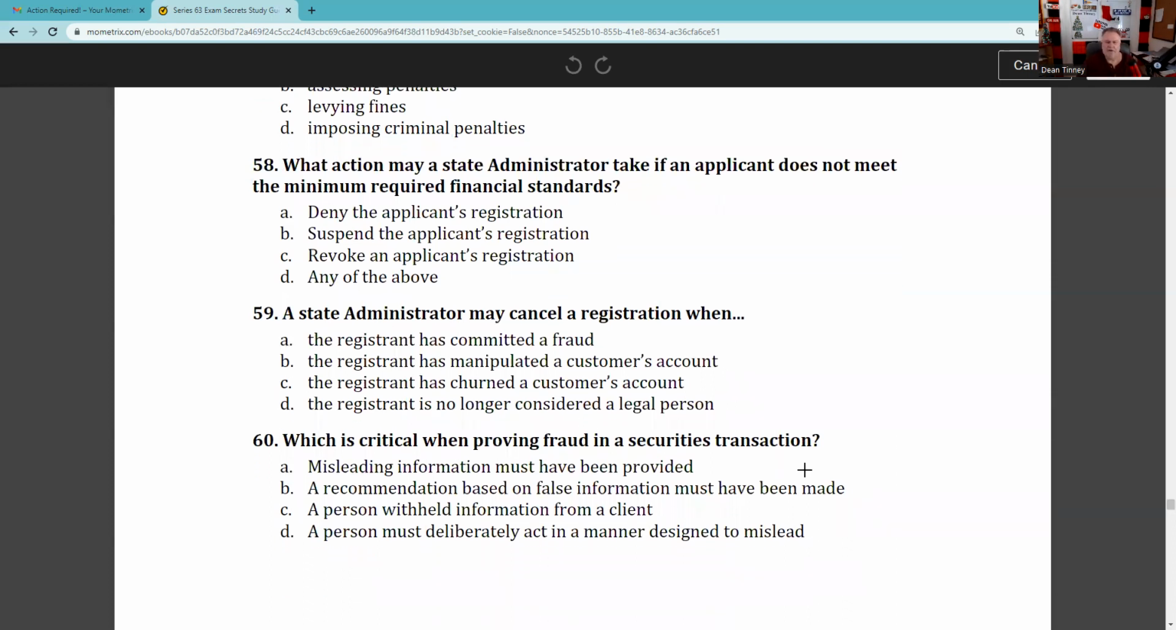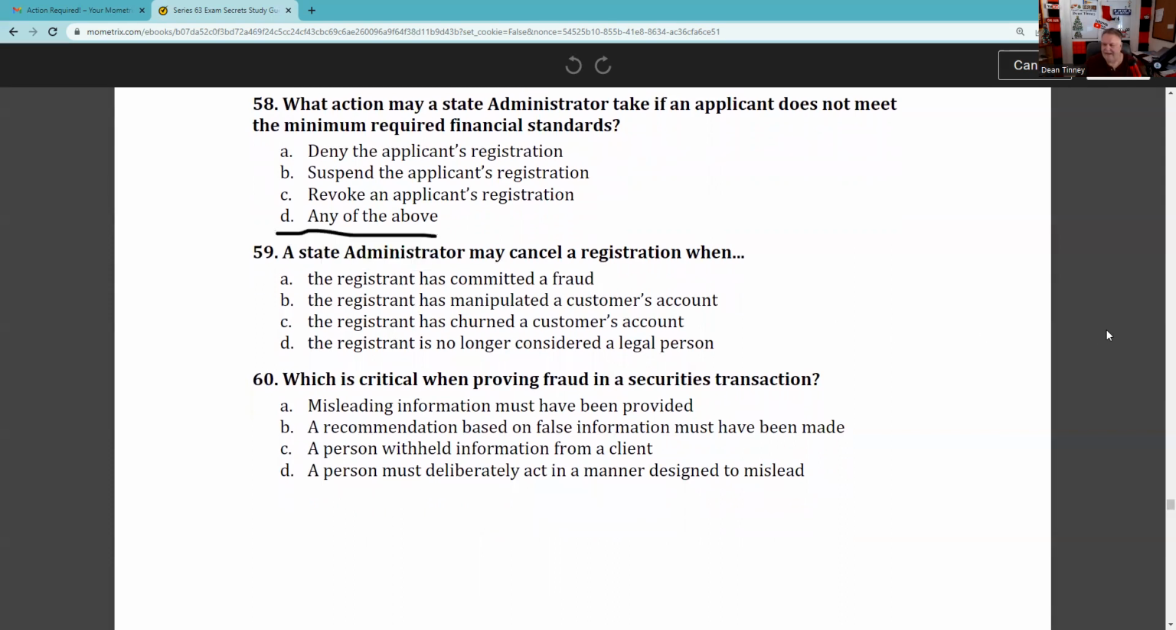What action may a state administrator take if an applicant does not meet the minimum required financial standards? Deny the applicant's registration? Yes. I had a guy who had a bankruptcy and the state administrator asked him for further disclosures and wasn't happy with that and denied his registration. By the way, I was surprised by that because most state administrators ask you to explain it and it's not a big deal. Suspend the applicant's registration? Yes. Revoke? Yeah. Any of the above.